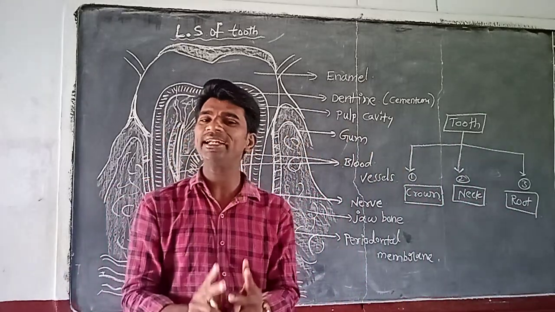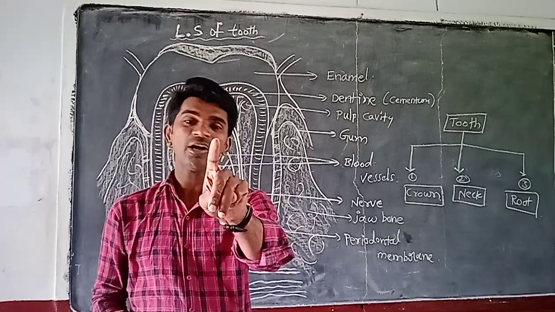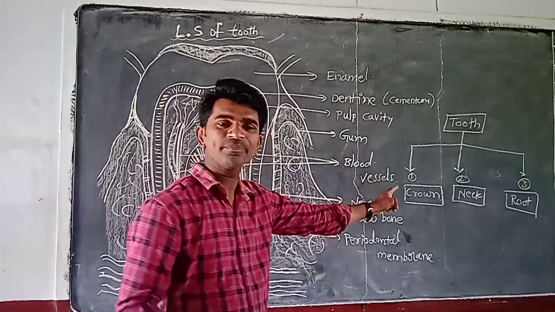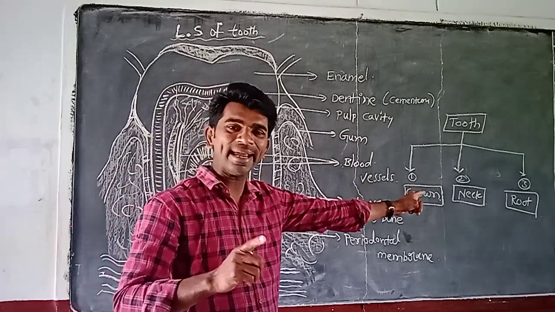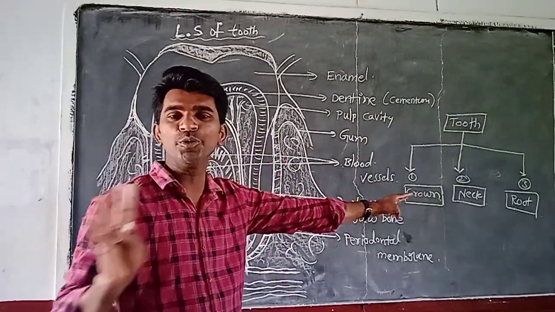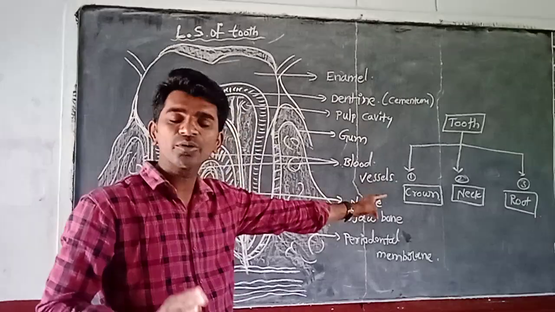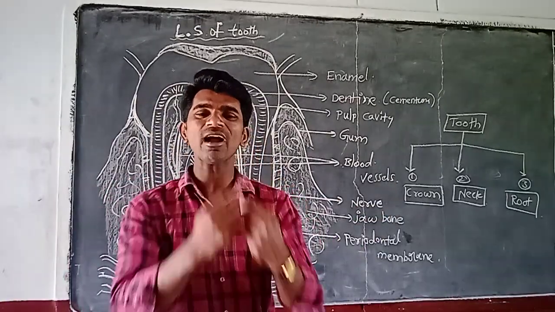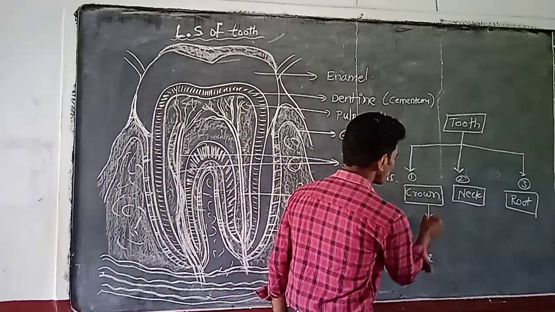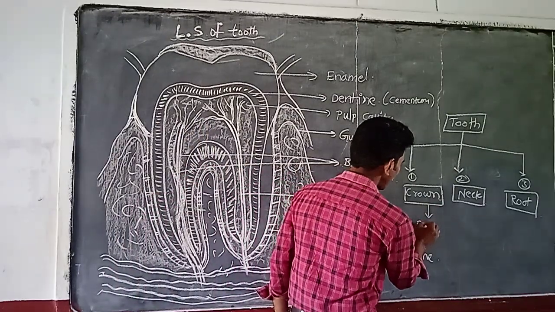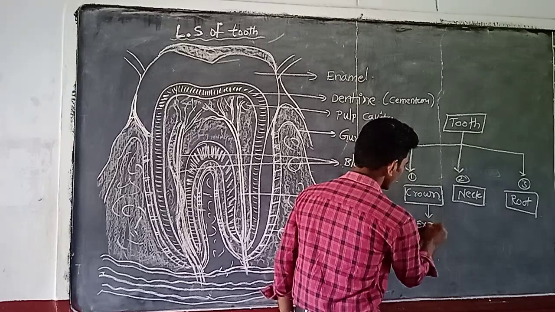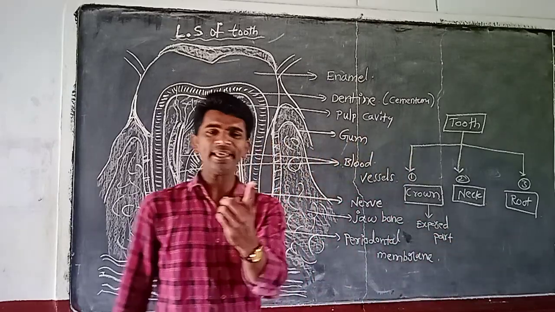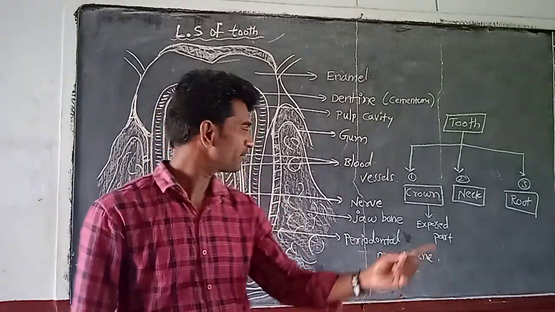The tooth is divided into three parts. How many parts? Three parts. One is the crown, second is the neck, third is the root. The crown is nothing but the part which is exposed out. So the crown is the exposed part.